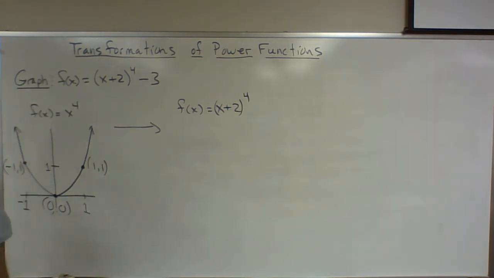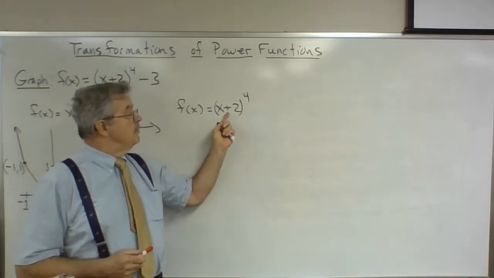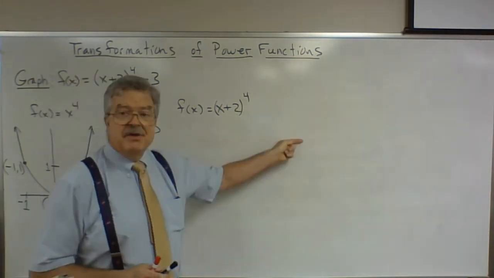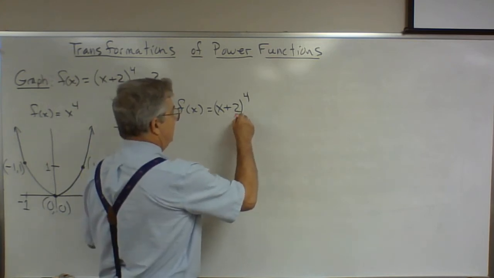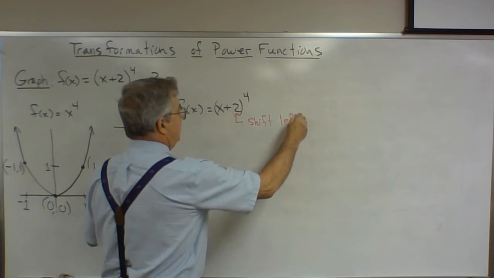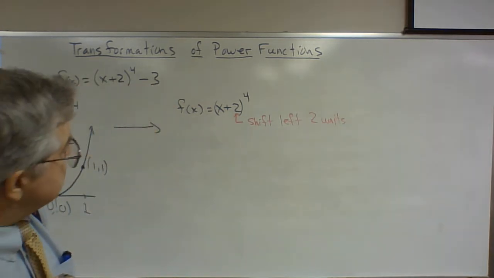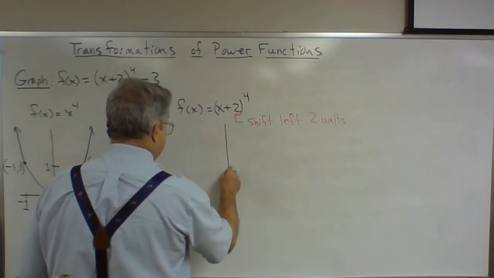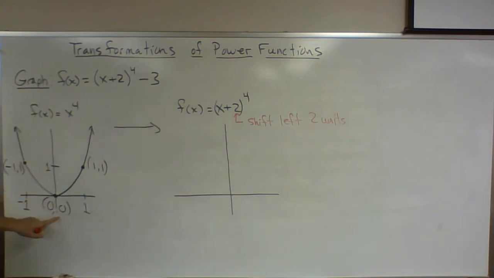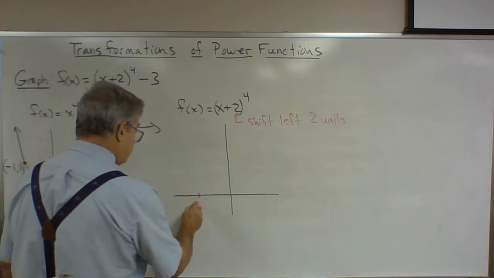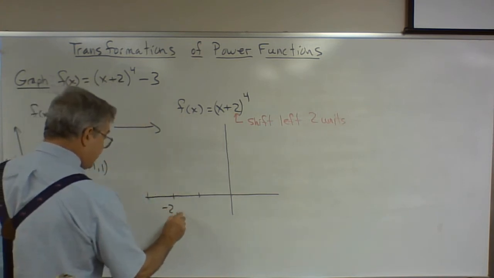And remember how deceptive horizontal shifts are? They do exactly the opposite of what we think they should do. We see a +2 here and we think, aha, 2 units in the right direction. This is going to be a horizontal shift left by 2 units. So we take the vertex (0, 0), and we move it left 2 units, so that it's at (-2, 0).